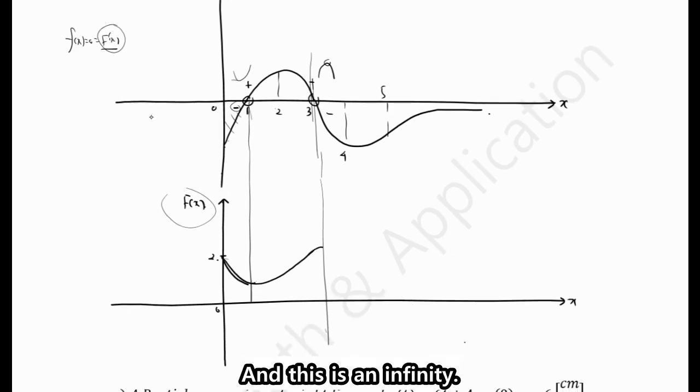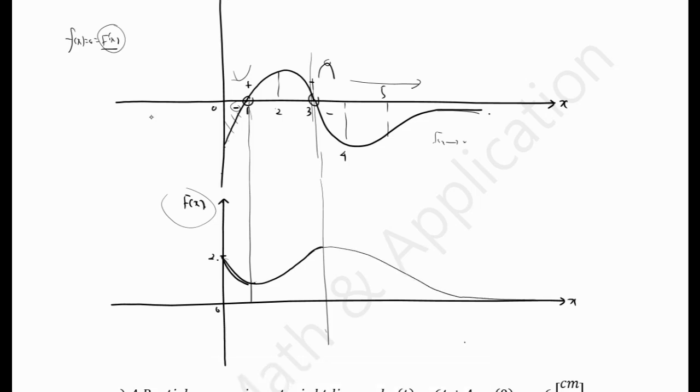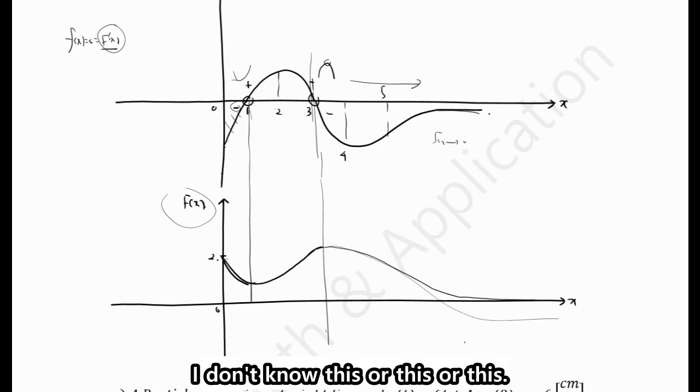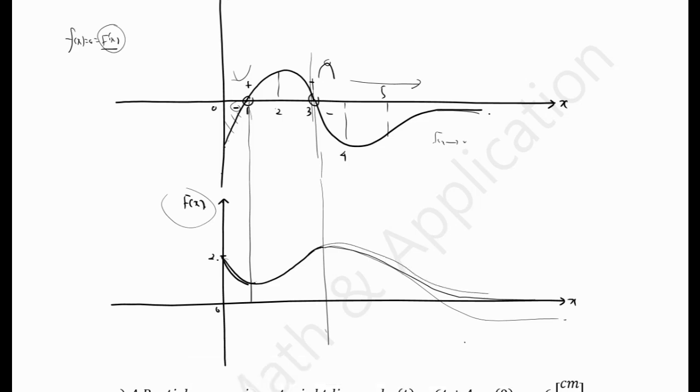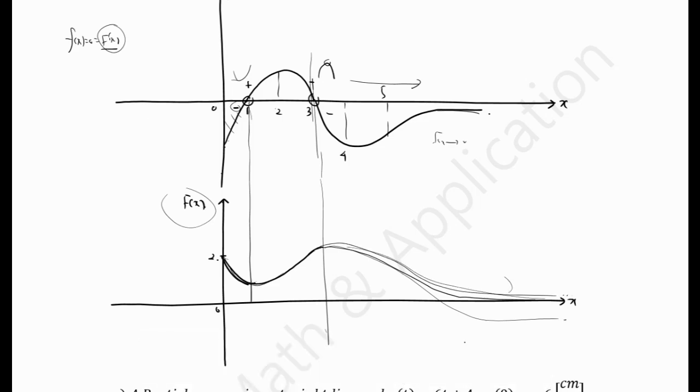And this is infinity. As x is approaching infinity, f(x) is approaching 0. Approaching 0 means like this. We don't know exactly, but the shape of the graph of f(x) is like this.